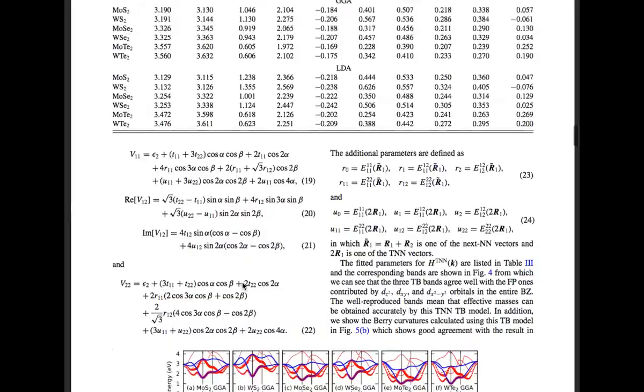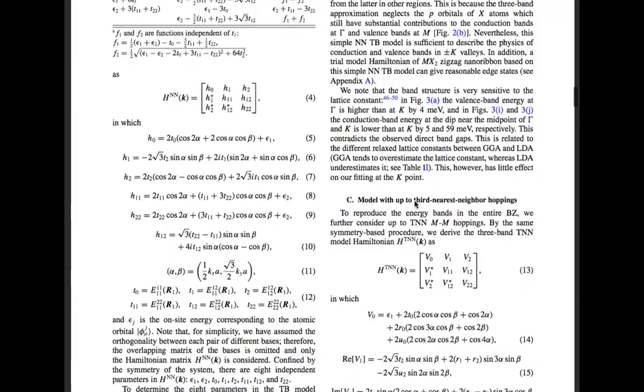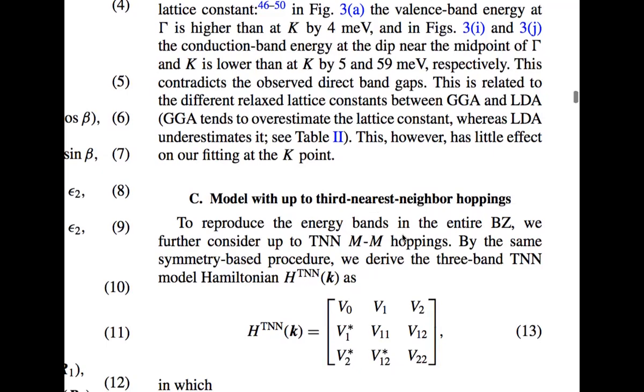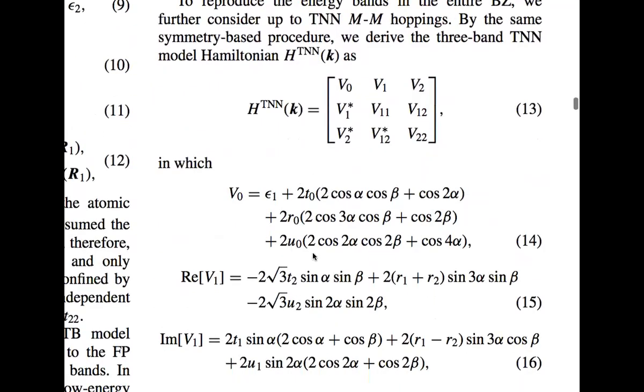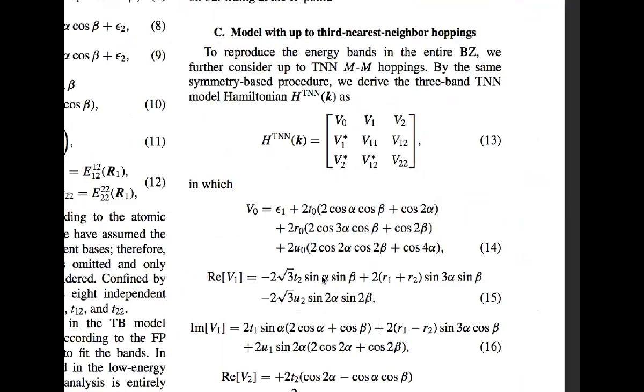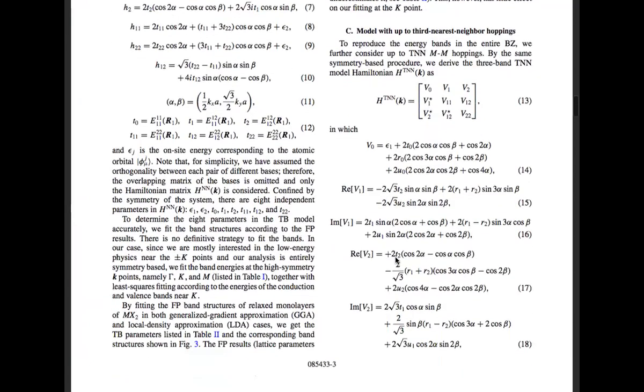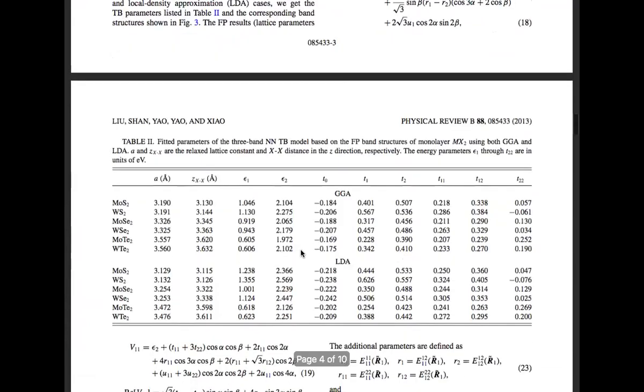Now they have a model also calculating this 3 by 3. They use a different symbol V. Still 3 by 3, but it is the third nearest neighbor hopping. That means you include up to three hops. Then you have a more detailed calculation. Then these are the expressions. You can see the expressions are significantly longer than this one. This is already long, but this is even more lengthy than that.